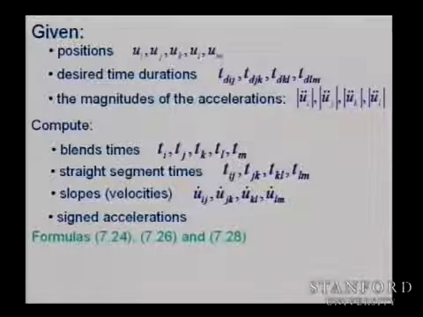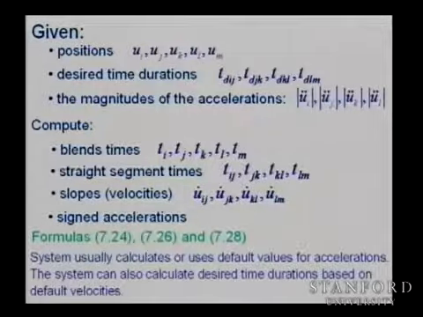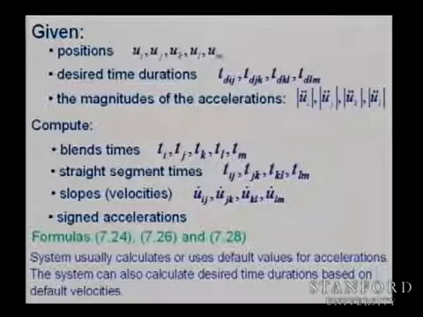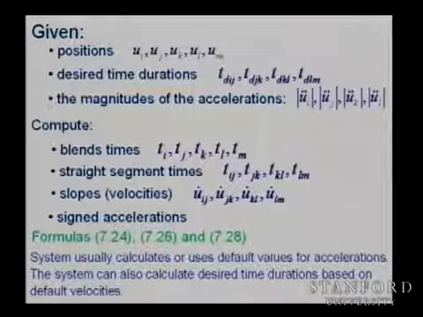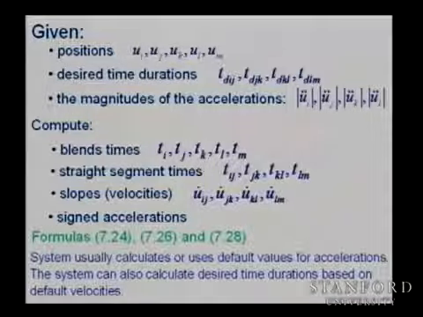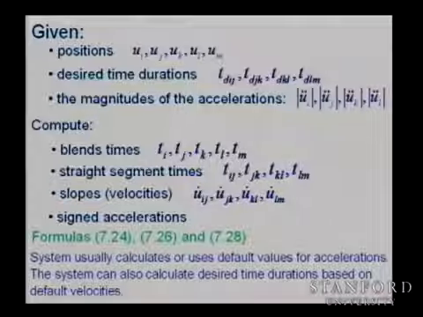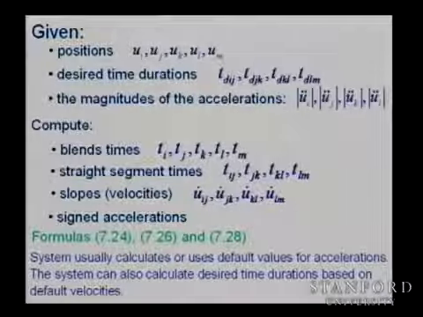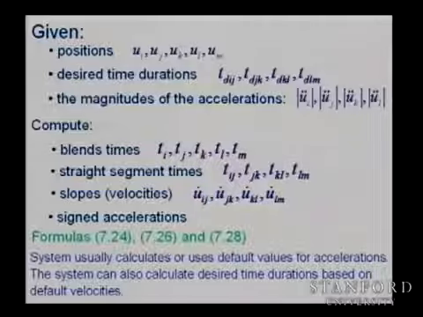And that's basically it. So those formulas are given in the book, in the notes, but we'll also look at them here briefly. One note is that the system usually calculates or uses default values for the acceleration based on the particular robot, based on the mechanical structure, how fast you want to drive it, what the workspace is, etc. And also, the system can calculate desired time durations based on default velocities, right? Pretty simple.